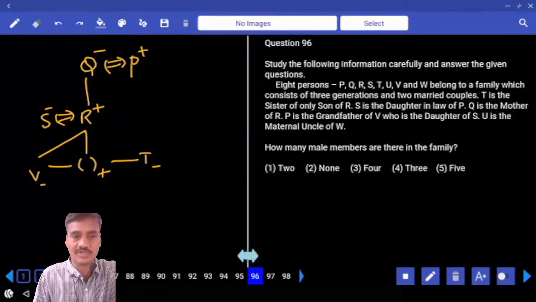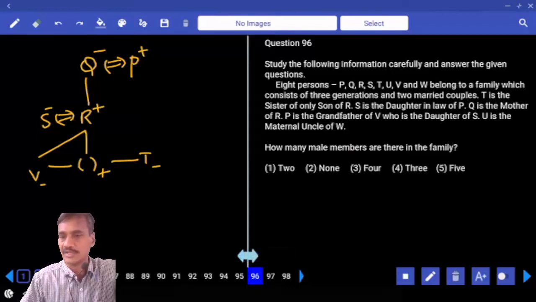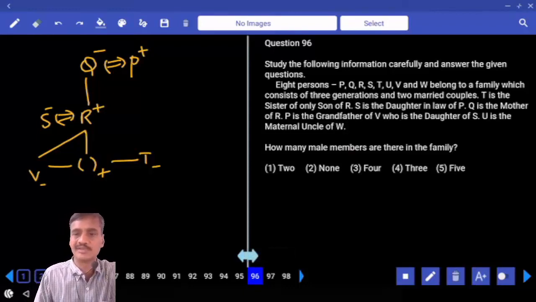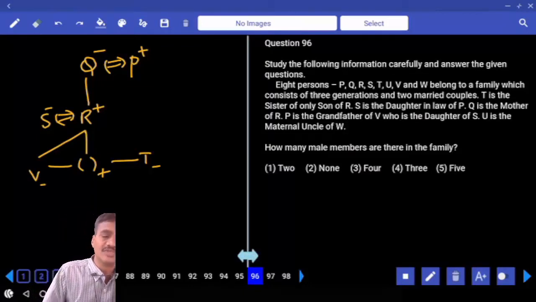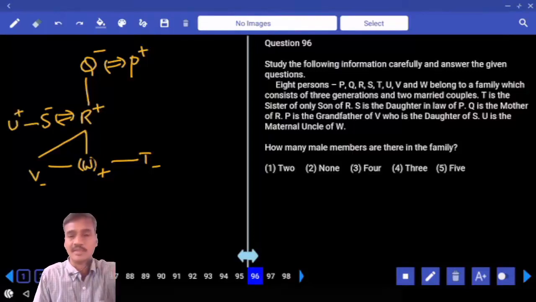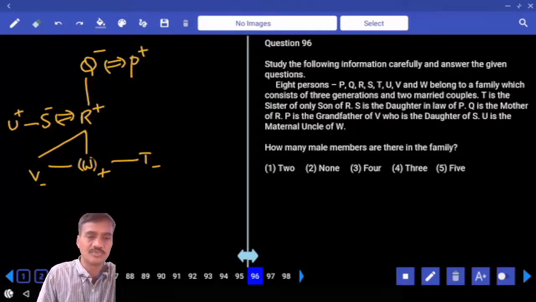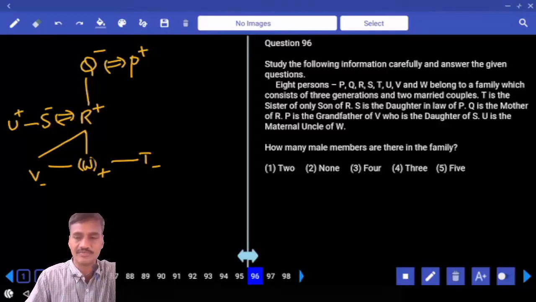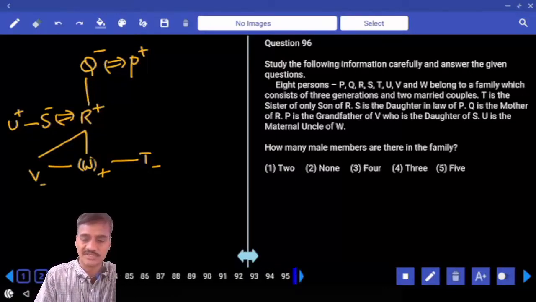And daughter of S. U is the maternal uncle of W, which means W is here. A maternal uncle means mother's brother, that is U. How many male members are there in this group? 1, 2, 3, 4. There are 4 male members, that is choice 3, question 96.